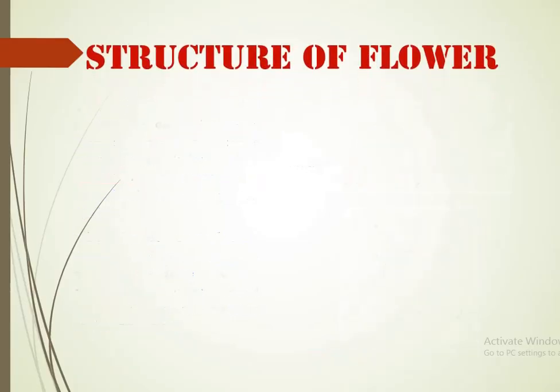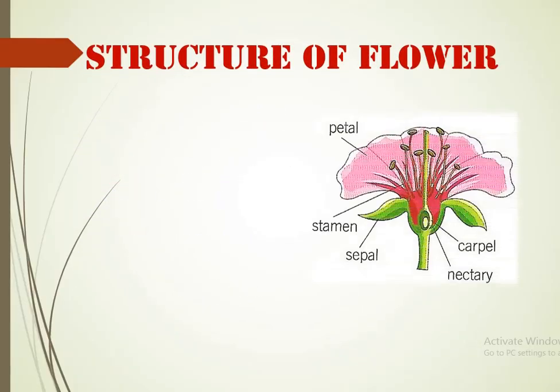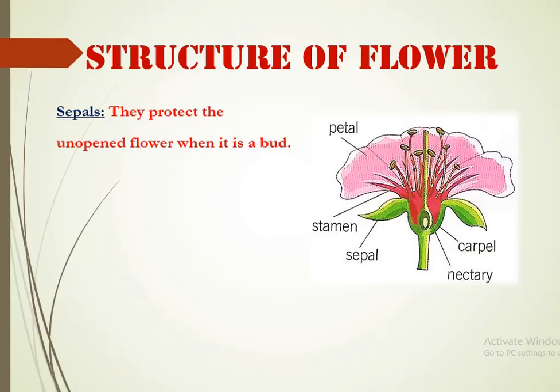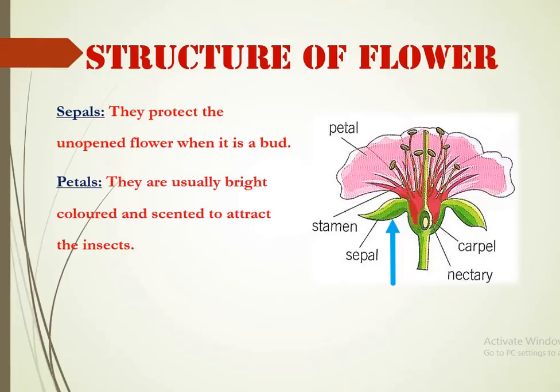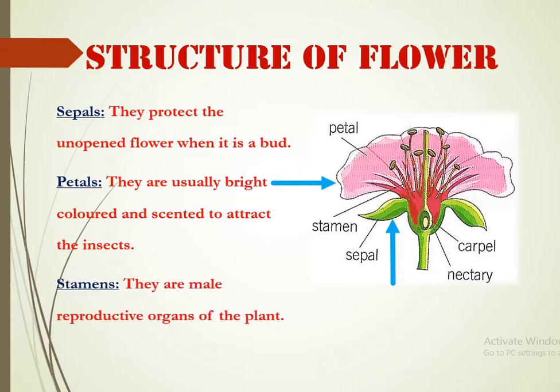Dear students, now we will discuss the structure of the flower. In the given diagram, sepal, they protect the unopened flower when it is a bud. Second is petal, which is the most attractive part of the flower. They are usually bright colored and scented to attract the insects. Then stamen, they are male reproductive organs of the plant.